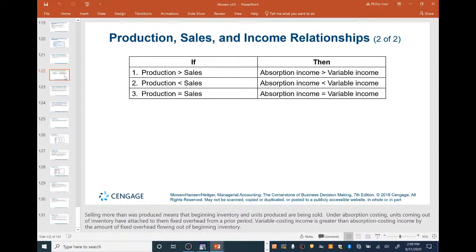So once again, this is going to show the production, sales, and income relationships. In the first case scenario, if production is greater than sales, then absorption income is going to be greater than variable income. If production is less than sales, then absorption income is going to be less than variable income. If production is equal to sales, then absorption income equals variable income. Okay, so that's going to be the breakdown of the relationship among production, sales, and income, okay?